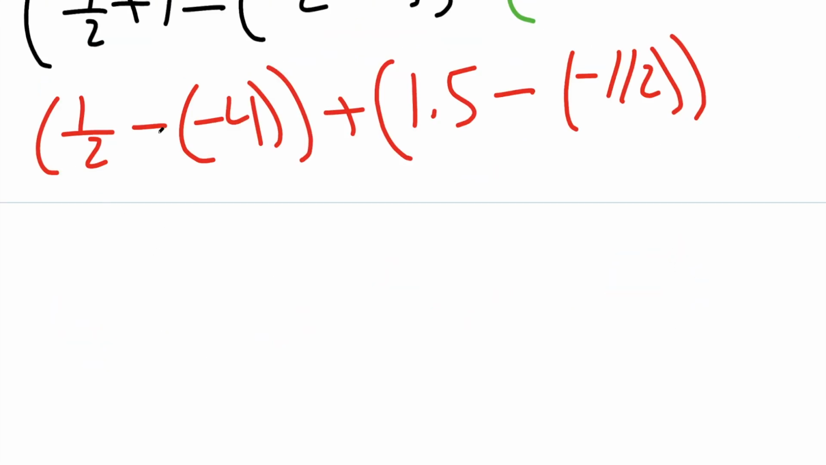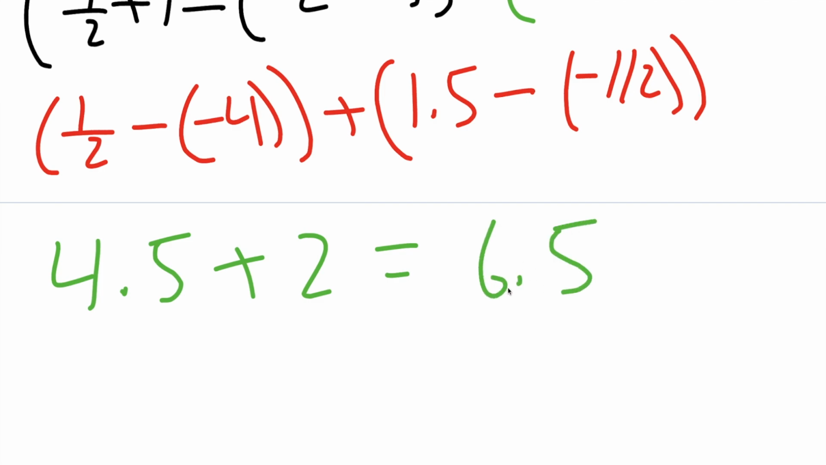Okay, so 1/2 minus minus 4, so 1/2 plus 4 would give us, I can write it as 4.5, plus 1.5 minus minus 1/2, so 1.5 plus 1/2 is 2, so plus 2, and we would get 6.5 as our final answer. And that's all we need to do for this problem.